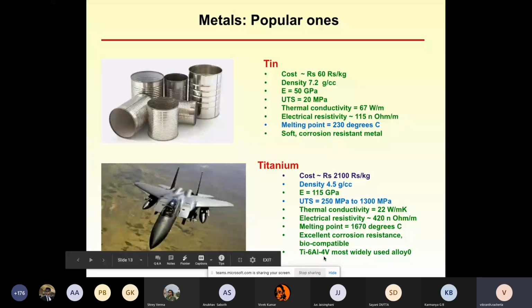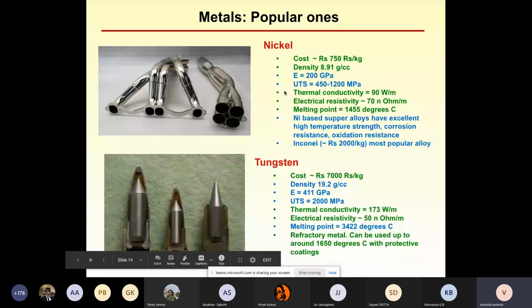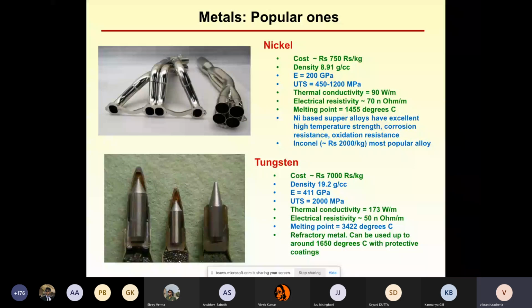For nickel, nickel is used for making these high temperature resistant alloys. They are called super alloys. Nickel based alloys, they are called super alloys, and they have excellent high temperature strength. So they are used for making all these jet engine components, and then exhausts of some of the vehicles and all that.